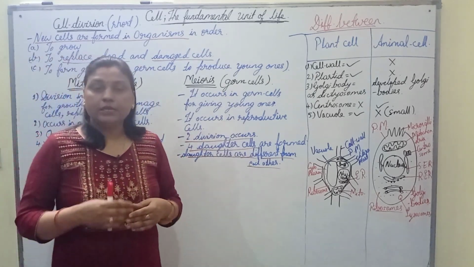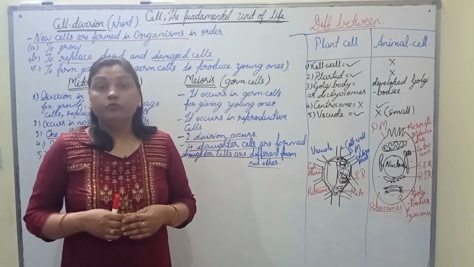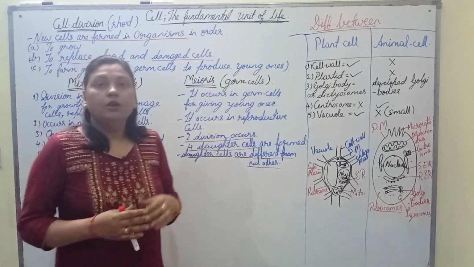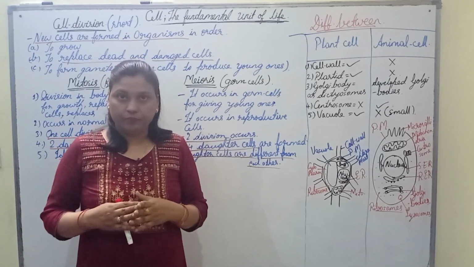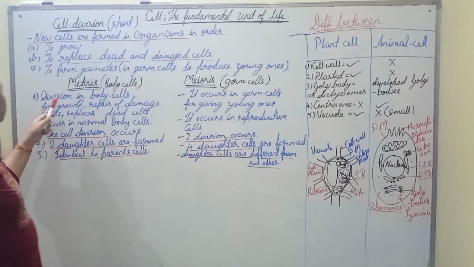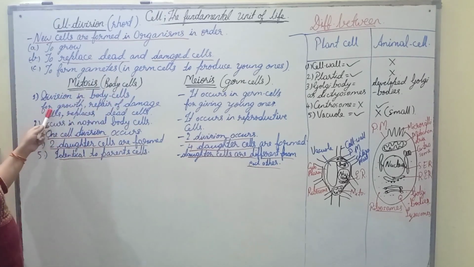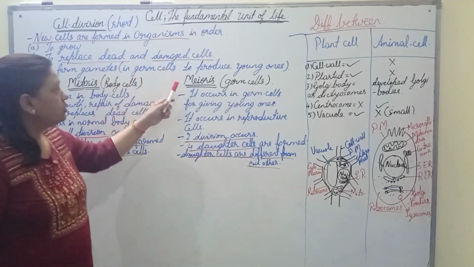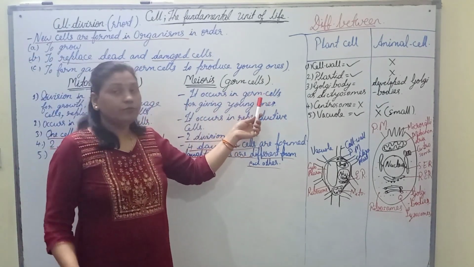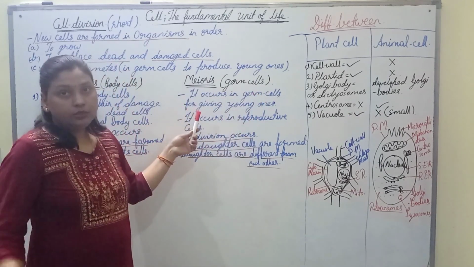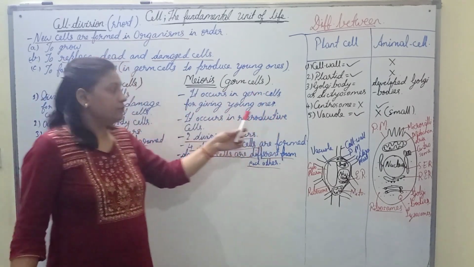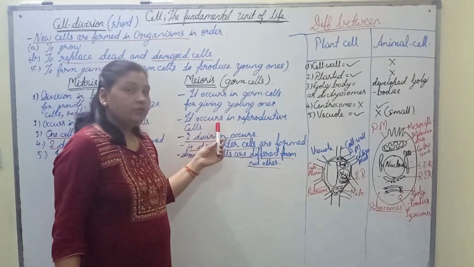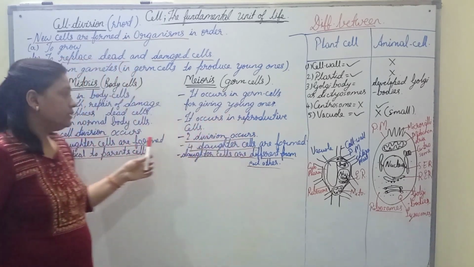Now let us see, cell division can be of two types, mitosis and meiosis. Mitosis generally occurs in body cells or somatic cells. So this division occurs in body cells for growth, repair of damaged cells, and replacing dead cells, while meiosis occurs in germ cells. Germ cells are found in reproductive organs for giving young ones. Next, mitosis occurs in normal body cells, while, as we have already seen, meiosis occurs in reproductive cells.